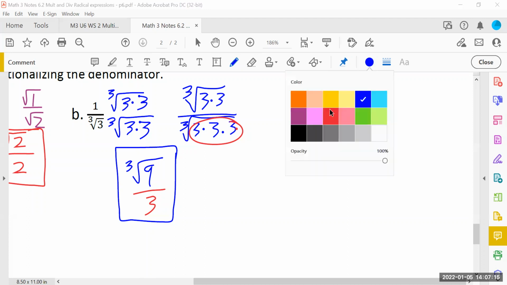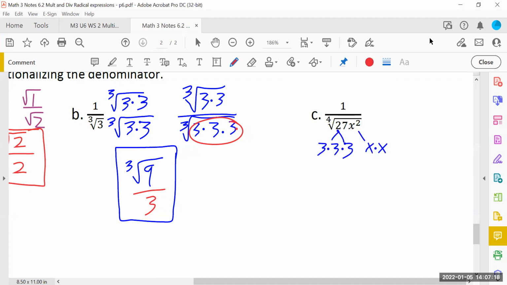So the trick here is I need sets of 4. I have 3 3s. How many more 3s do I need? One more 3. So I'm going to multiply top and bottom by the 4th root of 3. I have 2 x's right now. How many more x's do I need? I want 4. I have 2. I need 2 more. So I'm going to multiply by x squared inside that 4th root also.